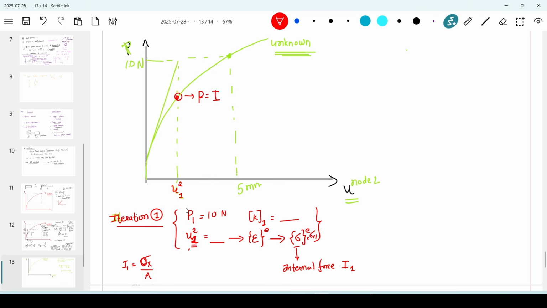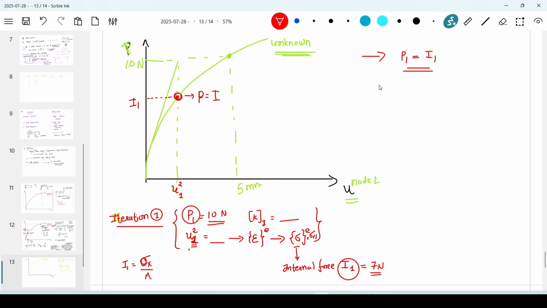So I have external force P1 and internal force I1. When you find this from the stress, it will be this point. This is your I1. Though you apply 10 Newton, I1 you might get, let's take 7 Newton. External force is applied and we get the internal forces. Now we say external forces should equal internal forces, but that is not the case.